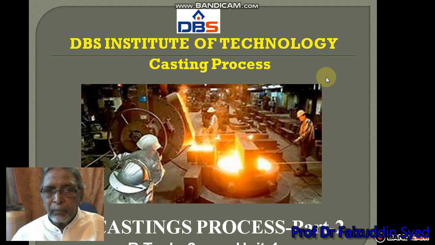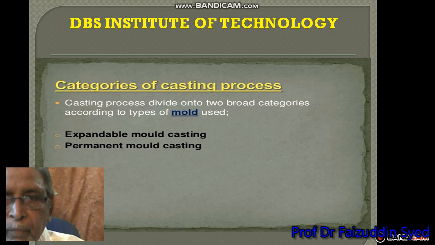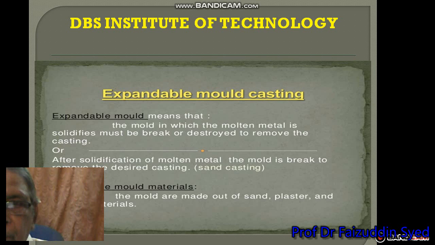Today I am going to teach you about casting processes. The categories of casting processes. Casting processes divide into two broad categories according to the type of mold used. The types of molds are expandable mold casting and permanent mold casting. Expandable mold casting.